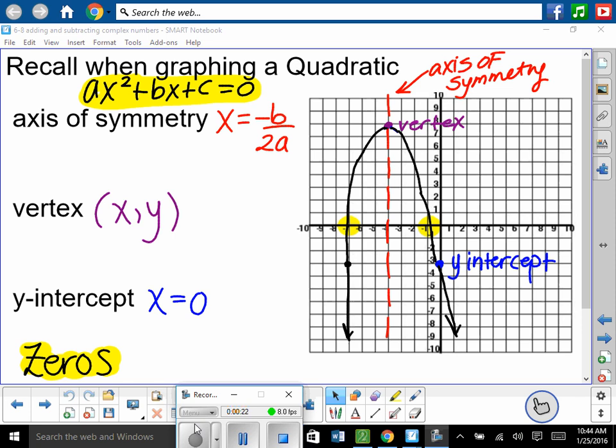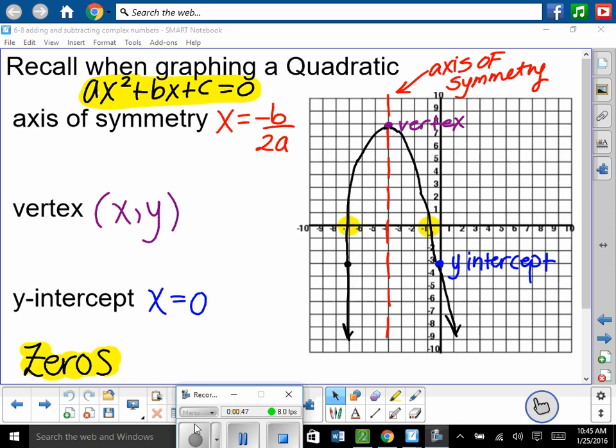Then to find your axis of symmetry, you use the formula x is equal to the opposite of b over 2a. Then once you know your axis of symmetry, you draw in your dotted line, and then your vertex, you'll plug in that x value into your function, and that will give you your y value. Right, everybody? Okay, so then y-intercept is always when x is equal to 0? So you plug in 0 into your function, that's what's crossing the y-axis.